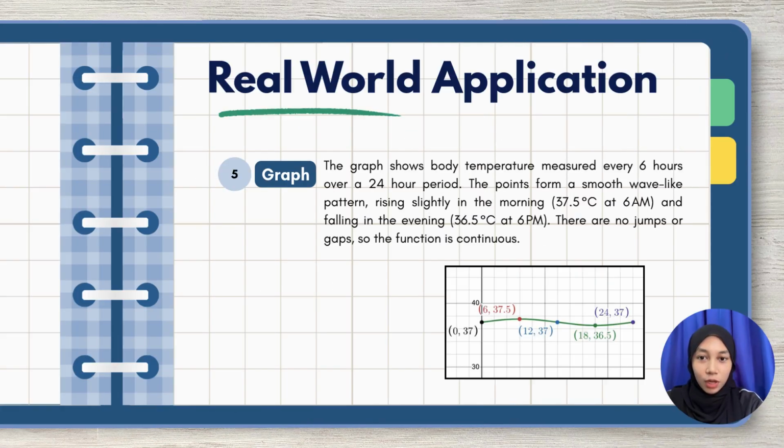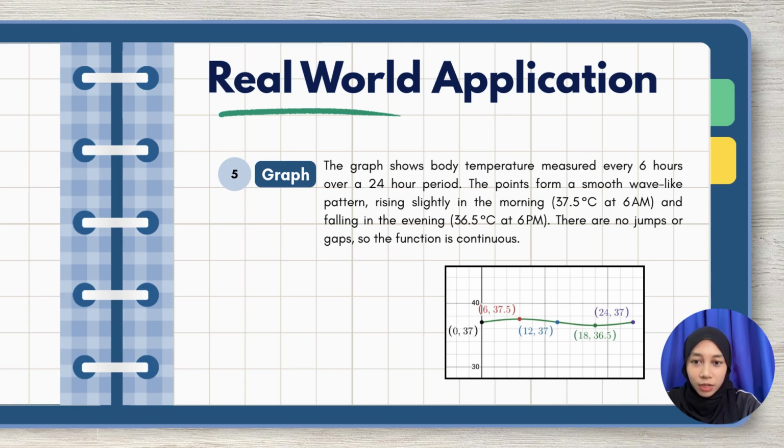On this slide, we have a graph showing body temperature measured every 6 hours over a 24-hour period. The data points are (0, 37), (6, 37.5), (12, 37), (18, 36.5), and lastly (24, 37). These points form a smooth wave-like curve.